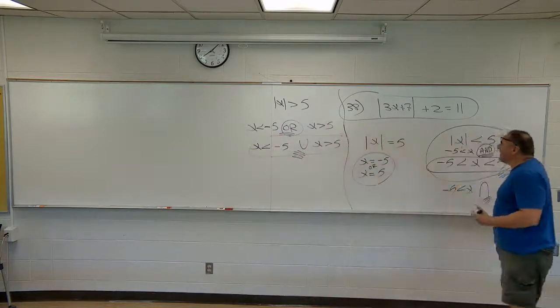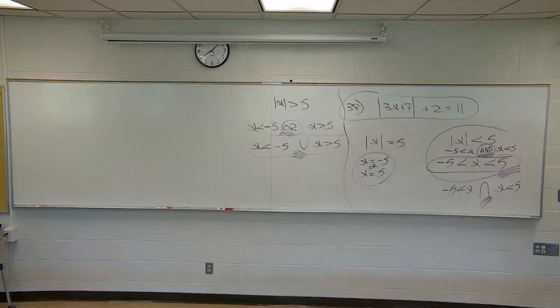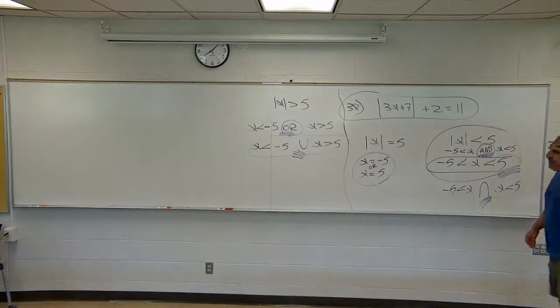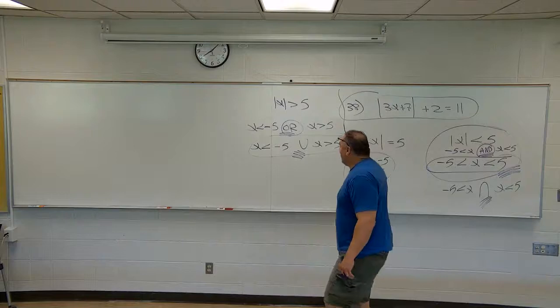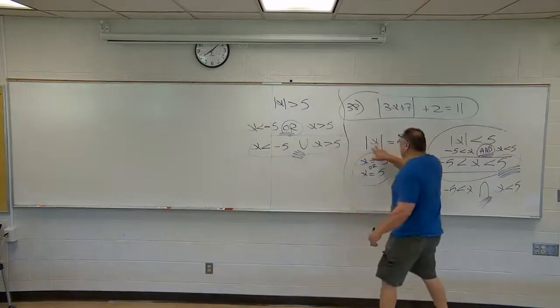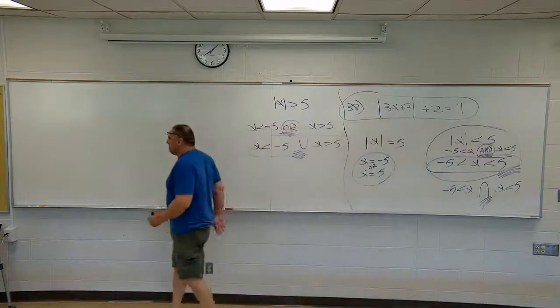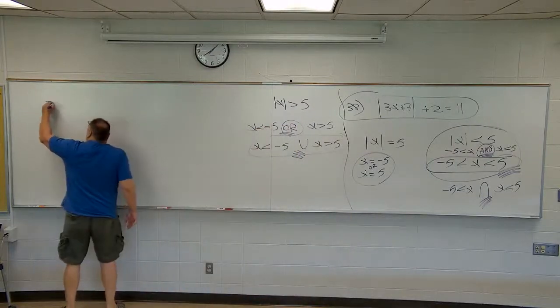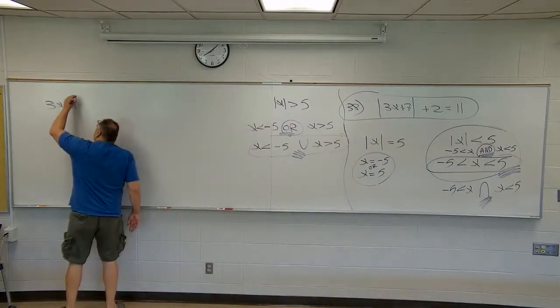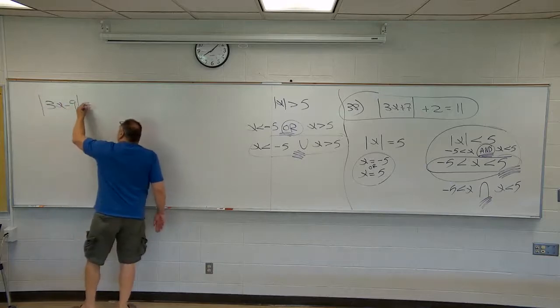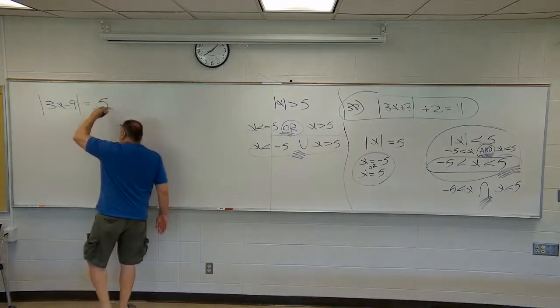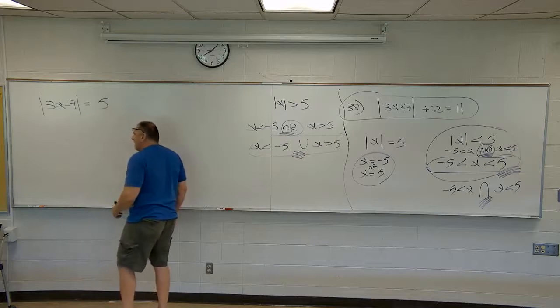And that's some pretty fascinating stuff. It helps us do a lot of the problems that you want to do. The x doesn't have to be an x. The x could be a whole bunch of stuff. You could have 3x minus 9 is equal to 5. What does that mean?